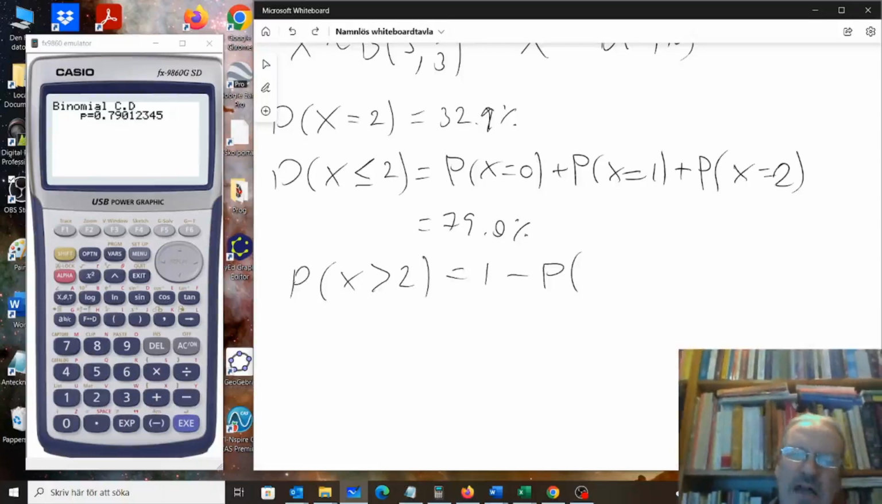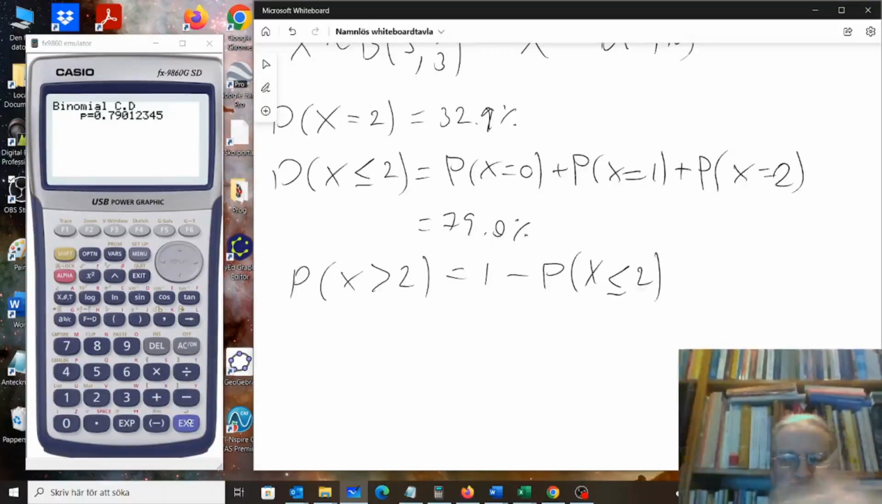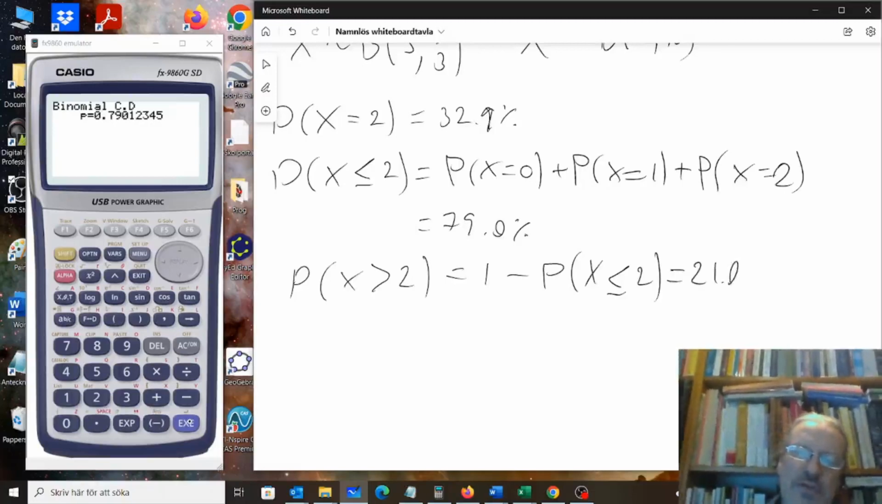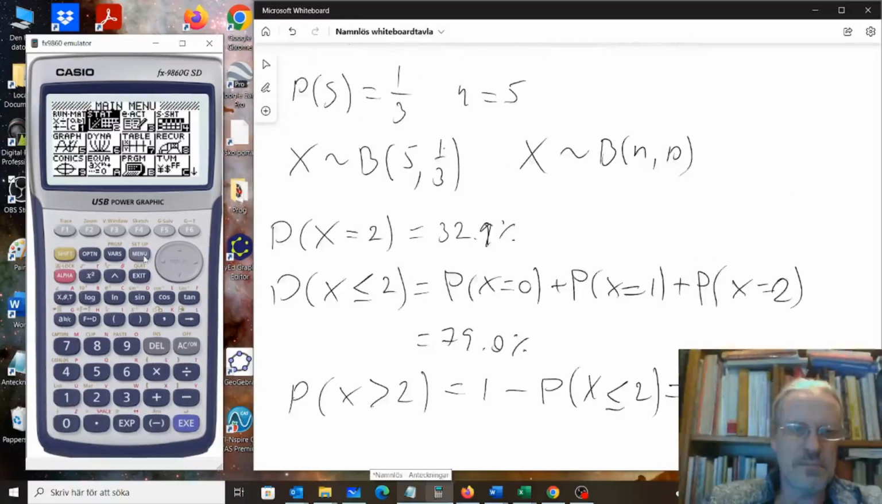If we would be asked what is the probability that X is larger than 2, then we simply take 1 minus the probability that X was less than or equal to 2, right? Because these two must be complements. Either we have more than 2 or less than or equal to 2. So we can calculate 1 minus this value. That will give us 21.0%. Hope this helped a bit.